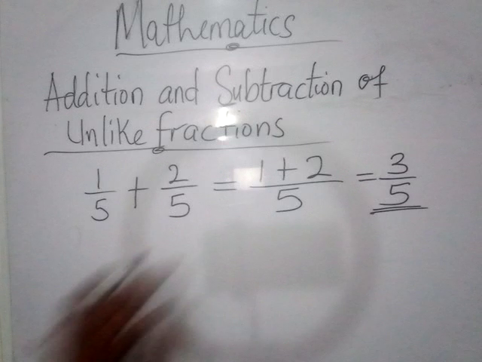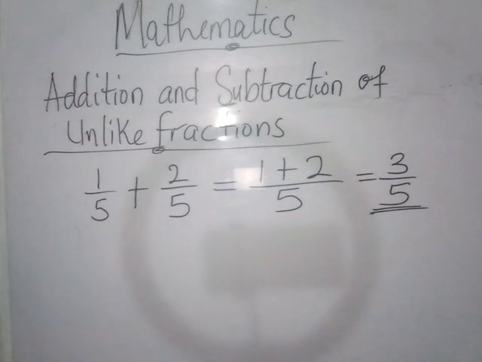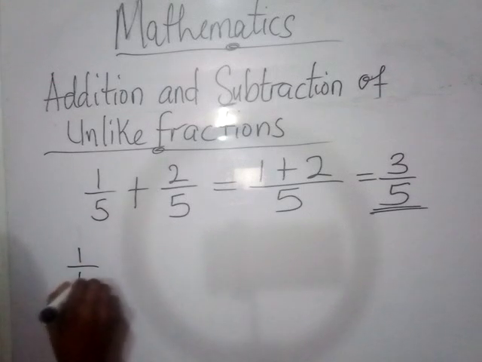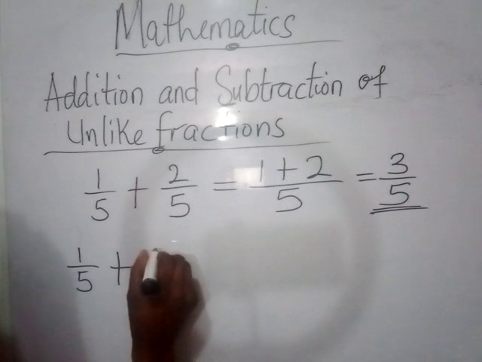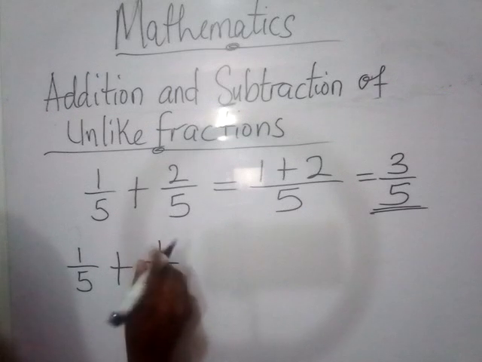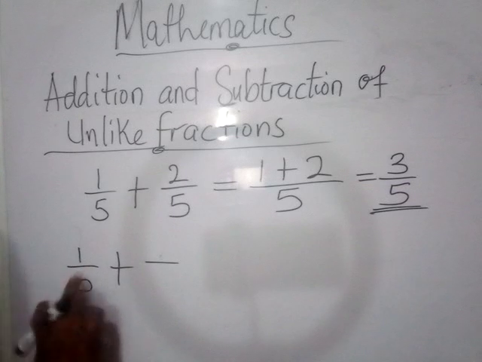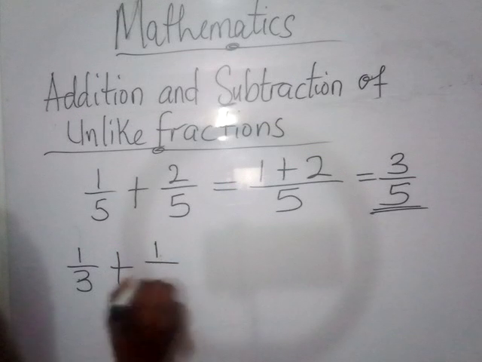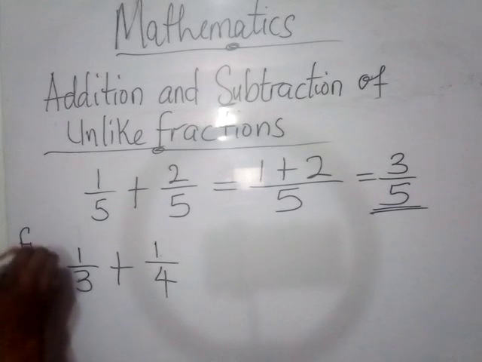It's a concept that is even taught in grade 1, primary 1. I'm just doing this to remind us of where we need to go in order to solve unlike fractions. So for an unlike fraction, we will have something like maybe 1/5 plus, let's say, 2/7. Okay, let's start with something smaller. 1/3 plus 1/4. Yeah, let's start with this. So example 1.